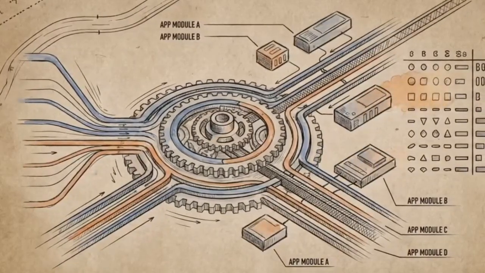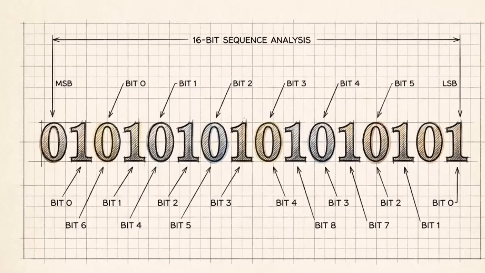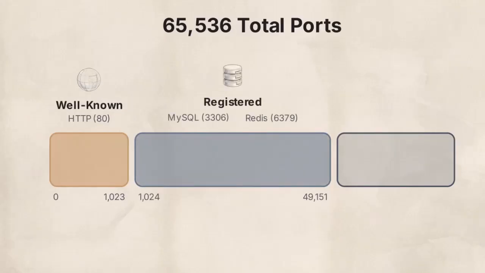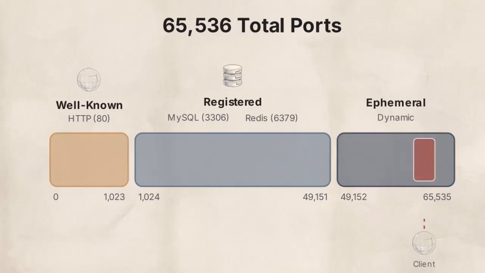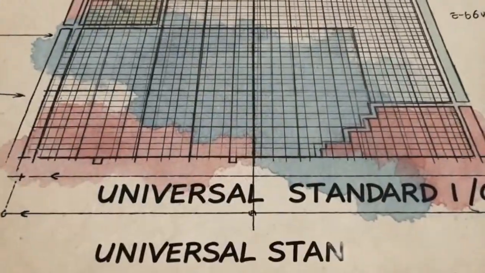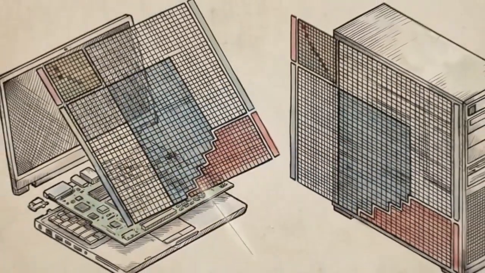and isolated. Technical specifications define a software port as a 16-bit binary integer. The 65,536 limit is divided into 3 tiers. 0 to 1023 are well-known ports, like 80 for HTTP. 1024 to 49,151 are registered ports for apps like MySQL 3306 or Redis 6379. 49,152 to 65,535 are temporary ephemeral ports for dynamic connections. This tiered system ensures that network traffic follows a predictable, standardized structure across different devices and operating systems.